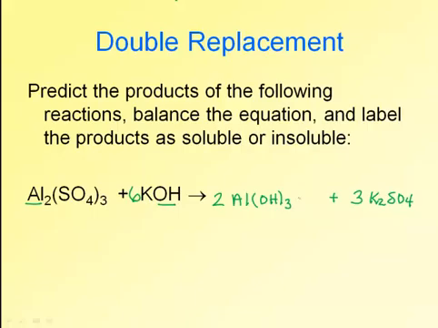The rule for OHs is that they are insoluble except for group 1 and group 2 from calcium down. Aluminum is not one of the exceptions, so it is insoluble, so we write an S. This is a solid precipitate.